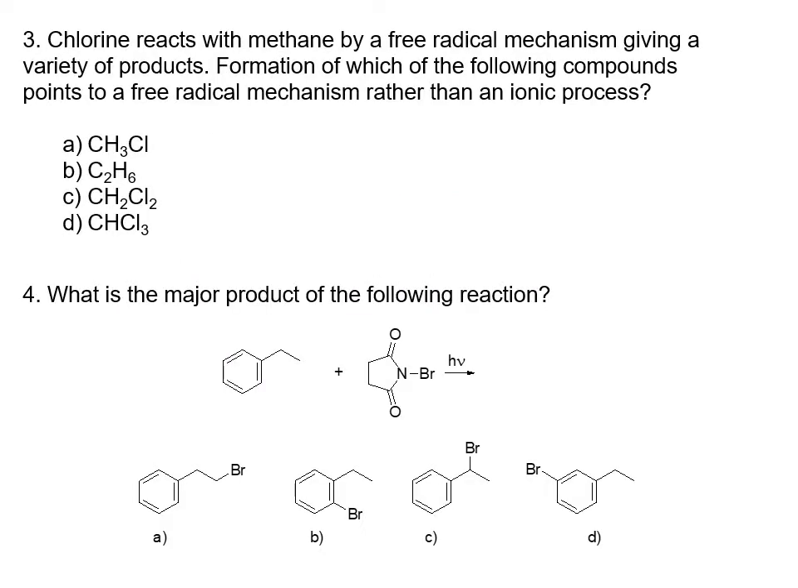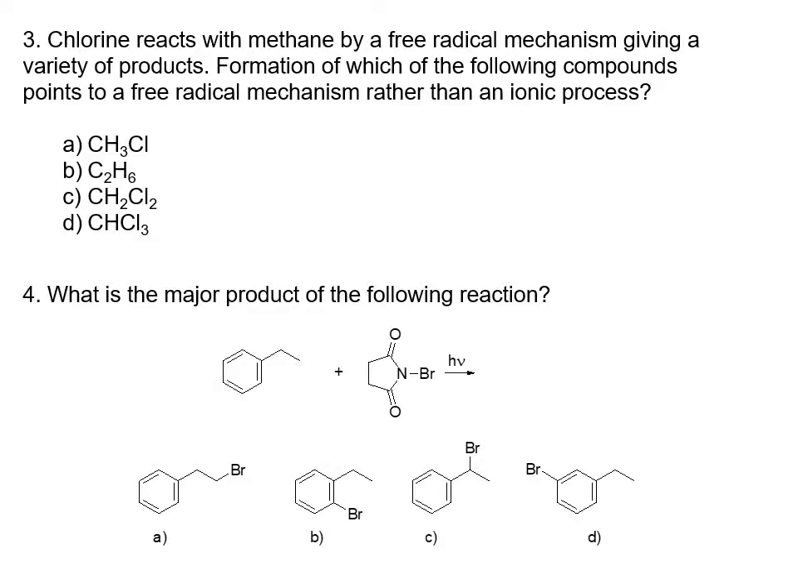Chlorine reacts with methane by a free radical mechanism giving a variety of products. Formation of which of the following compounds points to a free radical mechanism rather than an ionic process? Characteristic of a free radical mechanism is formation of dimers.